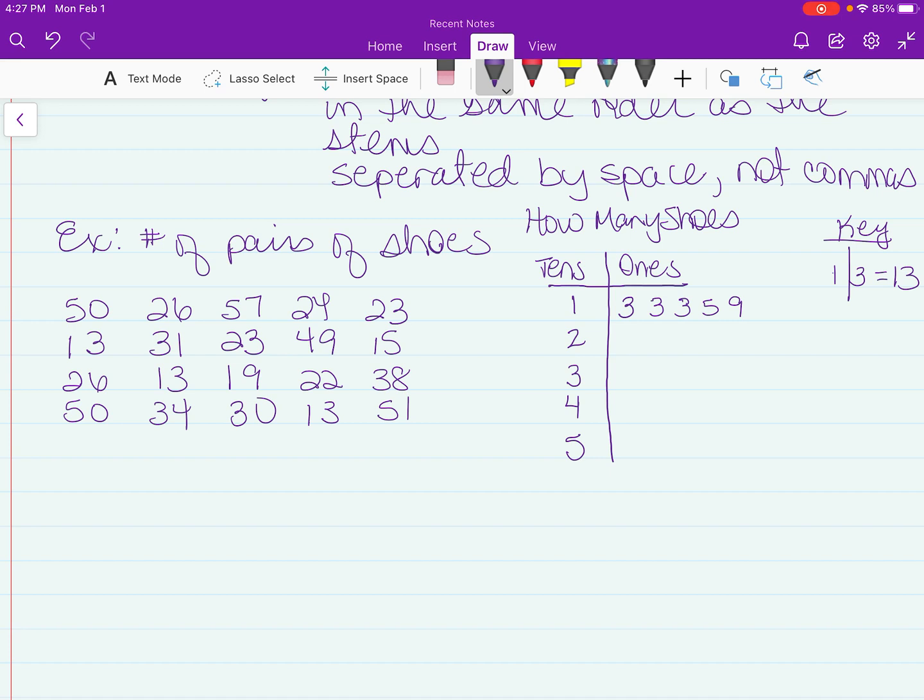Moving on to the 20s, I have a 2, 2 3s, a 4, and 2 6s. Notice that I'm keeping everything in line. For the 30s, I have a 0, a 1, a 4, and an 8. For the 40s, I have a 9. And for the 50s, I have 2 zeros, a 1, and a 7. So if you were to turn that graph sideways, you can actually see that it kind of looks like a bar graph.